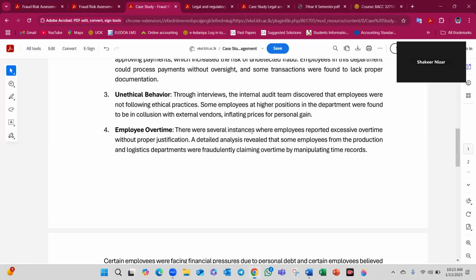Right? Employee overtime. There are several instances where employees report excessive overtime without proper justification. They claim OT, but there is no work done. So OT, we need to review at which time.